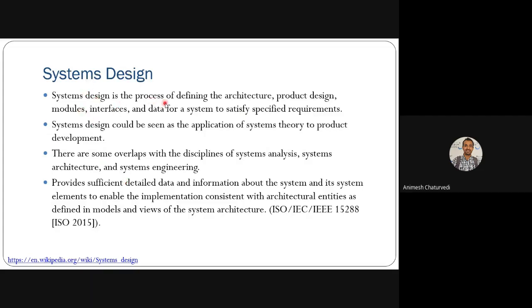So the basics is that system design is basically the process of defining architecture, product design, modules, interface, and all the data for the system analysis, and to satisfy certain specified requirements. These requirements could be modeled into architecture, product design, modules, interface, etc. Many things could be done for doing the system design.